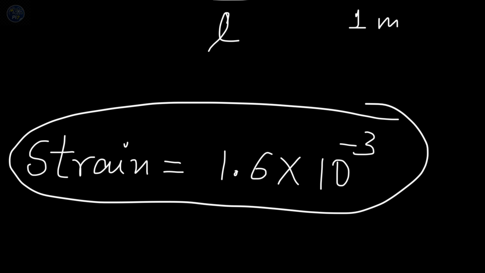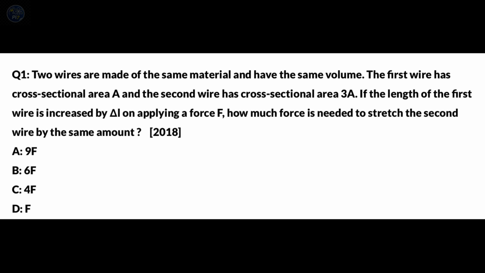Now let's see a NEET PYQ. Okay, so let's see a question which was asked in the 2018 NEET exam. The question says two wires are made of the same material and have the same volume. The first wire has a cross-sectional area A and the second wire has cross-sectional area 3A. If the length of the first wire is increased by delta L on applying a force F, how much force is needed to stretch the second wire by the same amount?